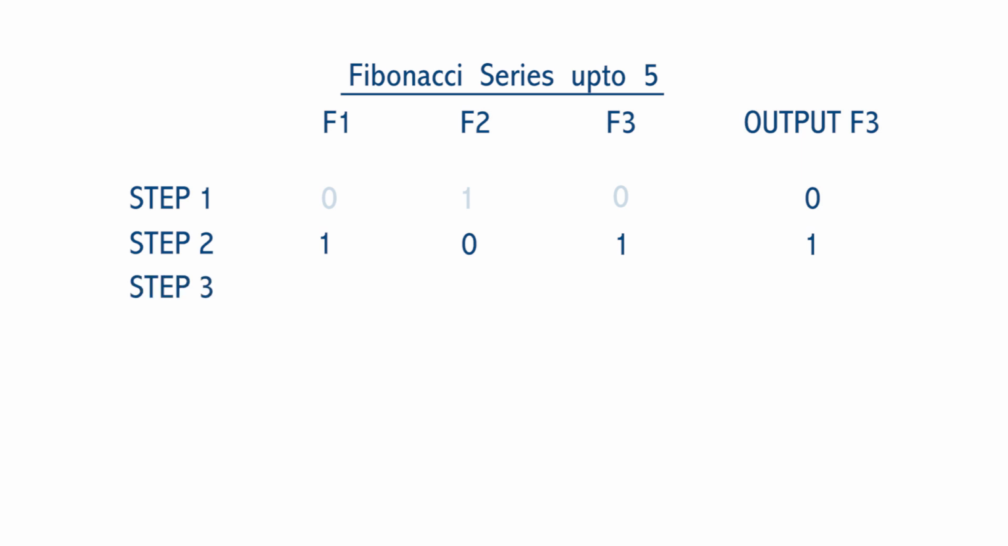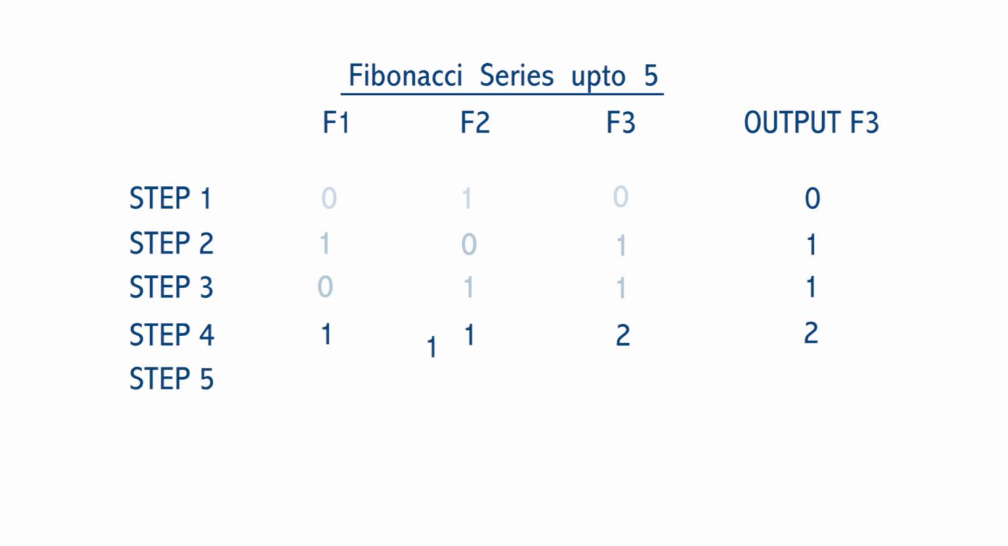The same steps are repeated again. Copy f2 to f1, that is f1 equals 0. Copy f3 to f2, that is f2 equals 1. f3 equals f1 plus f2, that is 0 plus 1 equals 1. Then print f3. We got the third term, that is 1. Repeat the same. Copy f2 to f1, that is f1 equals 1. Copy f3 to f2, that is f2 equals 1. f3 equals f1 plus f2, that is 1 plus 1 equals 2. Print f3. We got the fourth term, that is 2.